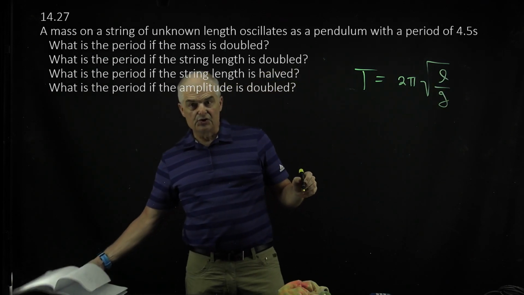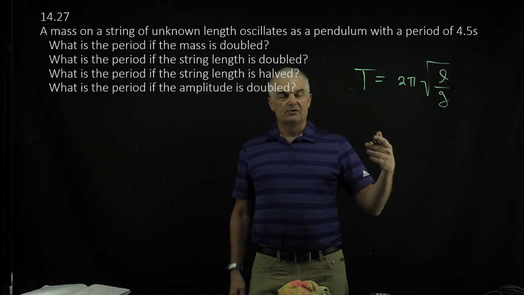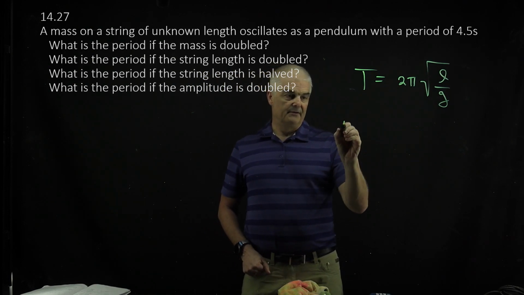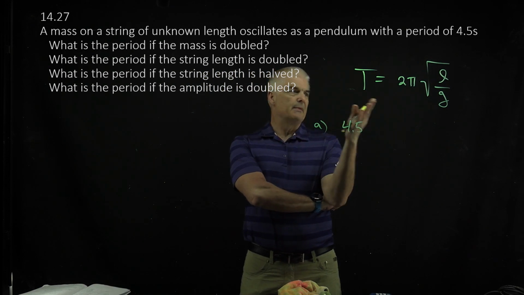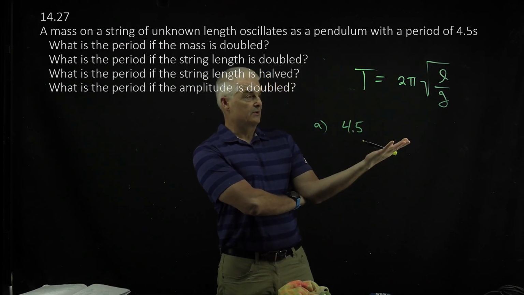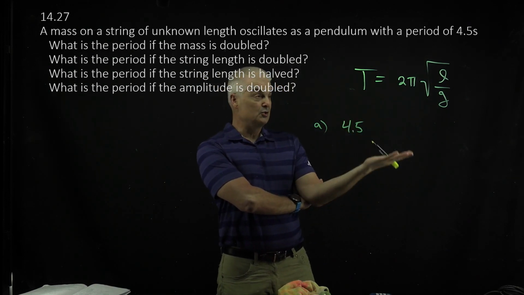And what you're going to do is you're going to change a variable. So we know the period is 4.5. And so for part A, you are going to change the mass. Hint, hint, is there mass in this equation? No. What's it going to do to the period?